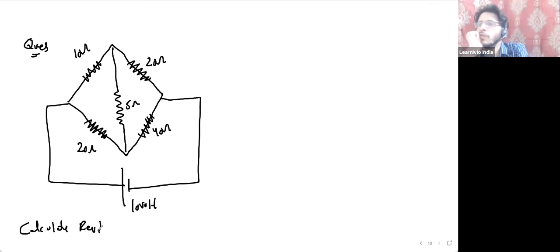First of all, check whether the bridge is balanced or not. For capacitors, it was C1 by C2, C3 by C4. For resistors, it will be R1 by R2, R3 by R4. Check whether the bridge is balanced or not. If it is balanced, then remove the C5.